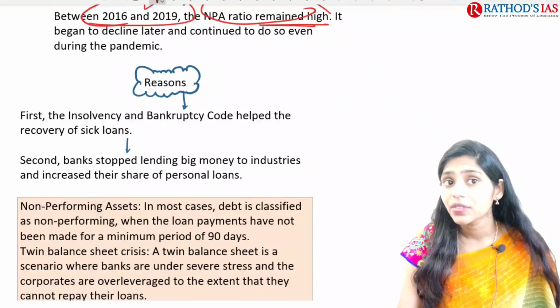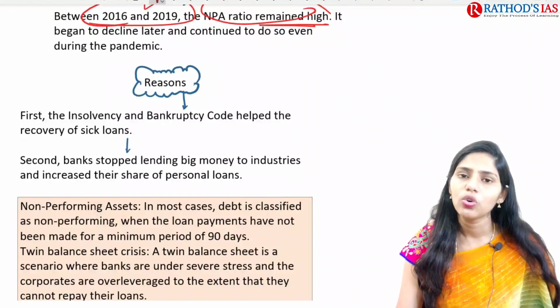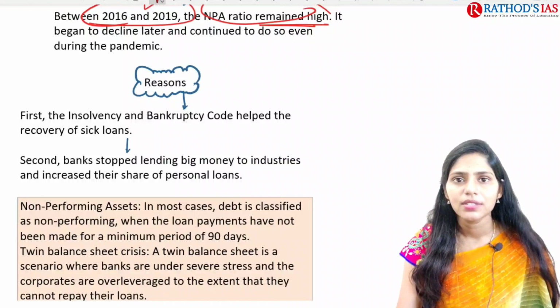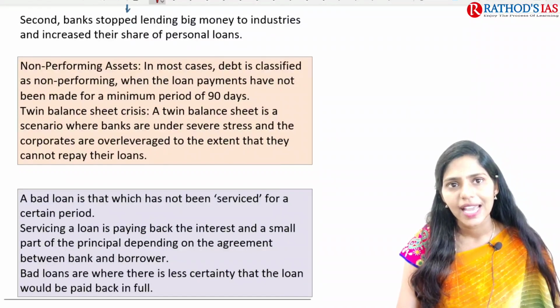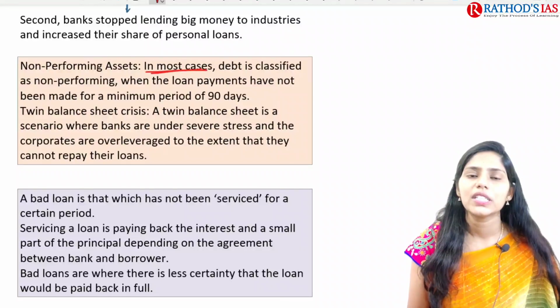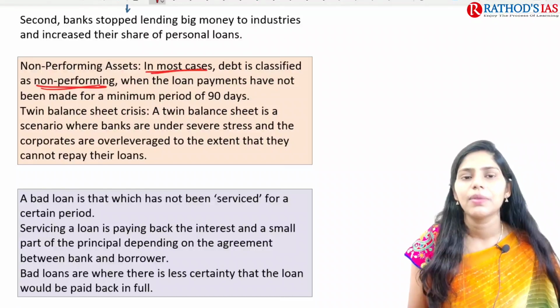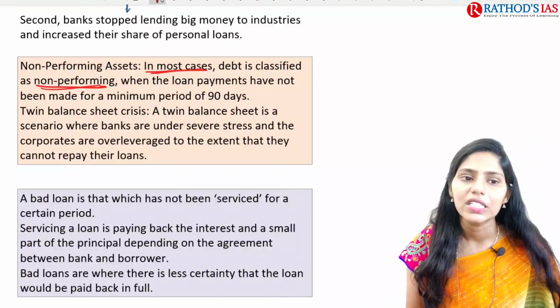And the second reason quoted here is that banks stopped lending big money to industries. Whenever banks give loans for industries as well as infrastructure projects, they will end up as bad loans or NPAs. So now let us try to see what exactly NPA is, that is, non-performing asset. In most cases, the debt is classified as non-performing, which means nothing but the loan has not been paid for a period of 90 days.